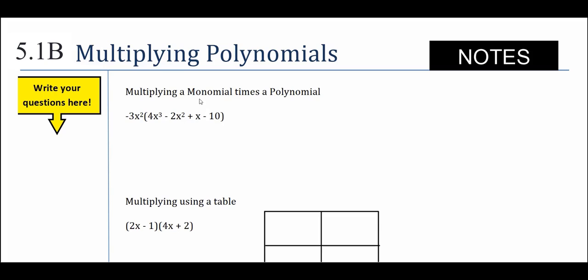So, multiplying a monomial times a polynomial. Remember, mono is one term, and poly means many. Because I have a monomial outside and a polynomial inside, when I multiply this, I distribute all the way through.